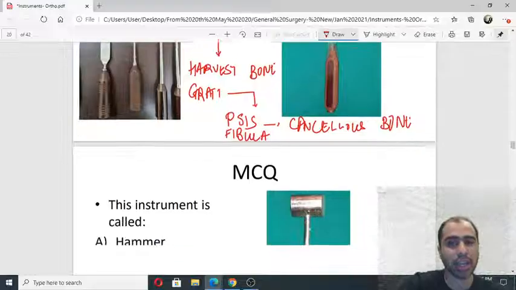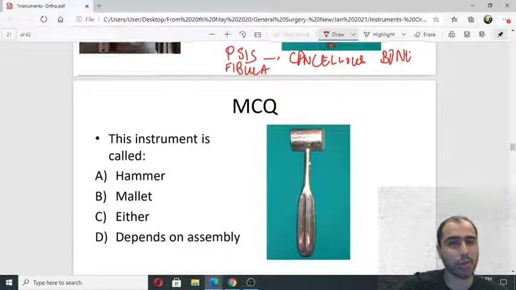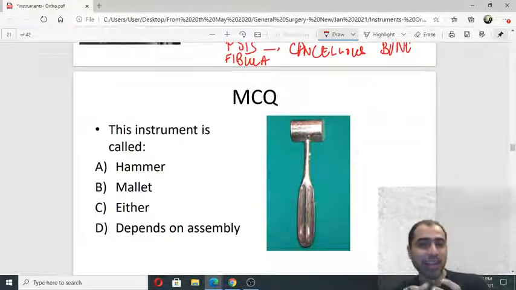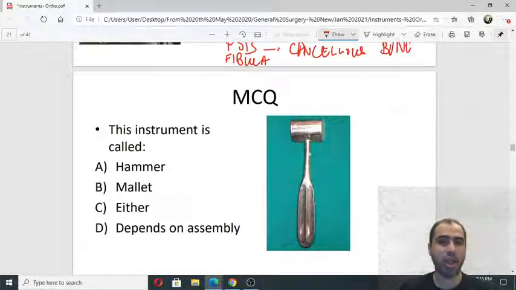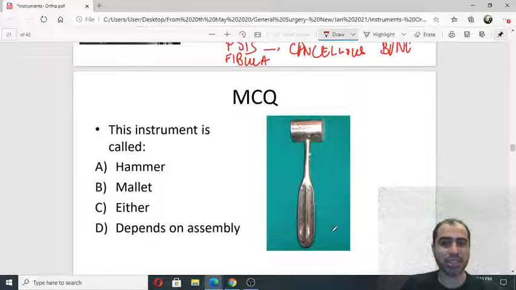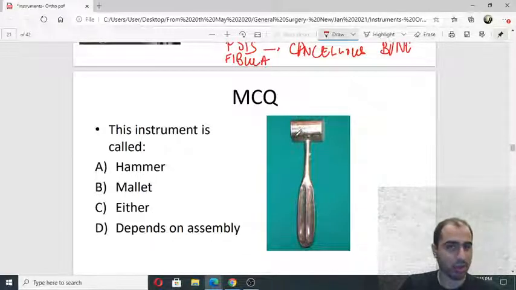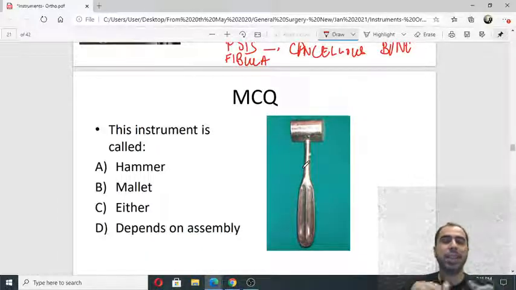Okay. Yes, this is what I was holding on to from before, I didn't want to commit to this. That's why I was calling hathoda. This instrument is called hammer, mallet, either. Means you can call it either of the two, or it depends on the assembly, disassemble and then decide what it is going to be called.